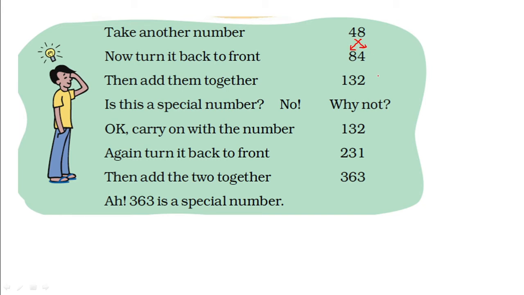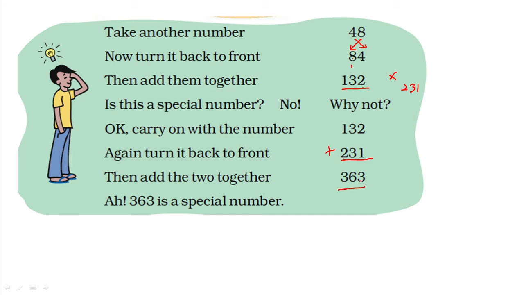Like this. Okay. 8 plus 4, 12, 2, carry over 1, 8 plus 4, 12 and 1, 13. Is it a special number? No, it is not a special number because when we change the sequence, it becomes 2, 3, 1. So, let us have 2, 3, 1. Now, add these two. It becomes 3, 6, 3. Now, it is a special number.